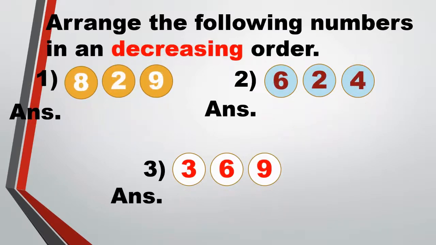What is the opposite of ascending order? Descending order. That means coming down the steps. Now here we have to arrange numbers in descending order or decreasing order. It means greatest number to the smallest number. Now look at this first question. We have numbers 8, 2, 9. Tell me which is the greatest number here in this line?